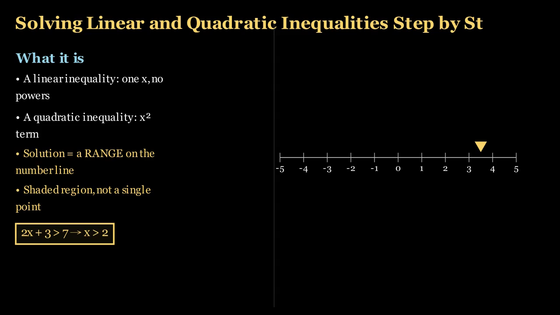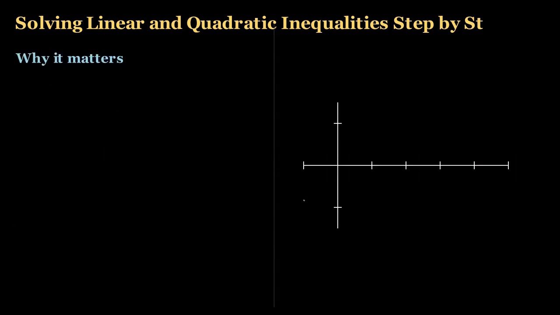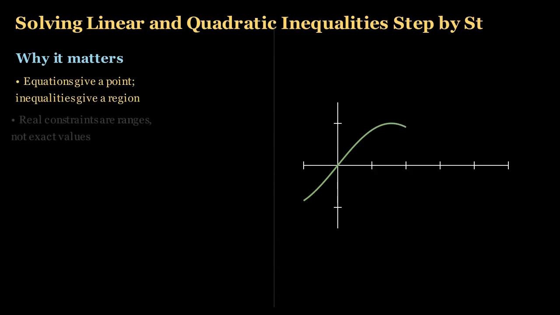Why do we care about ranges instead of single answers? Because in the real world, constraints are almost never exact. A bridge can hold any weight up to a limit, not just one exact weight. A projectile stays above a certain height for a whole stretch of time.